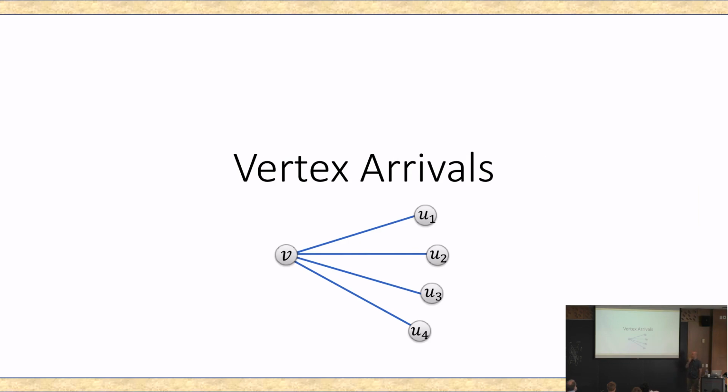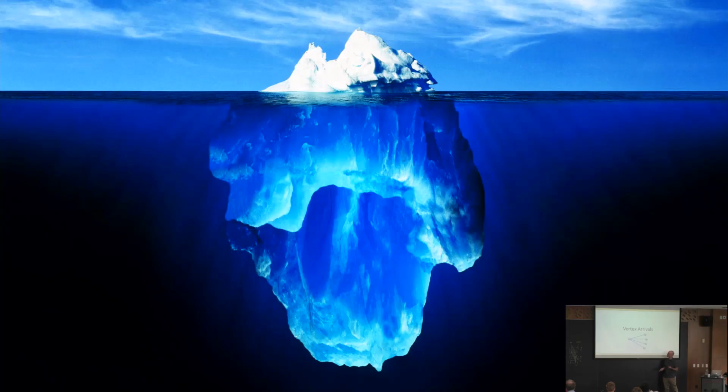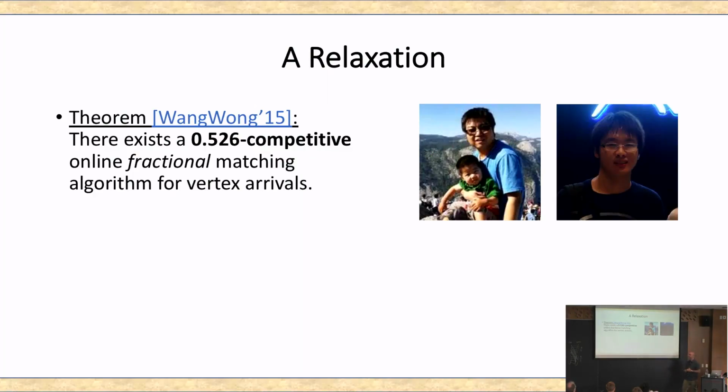For vertex arrivals, remember we have nodes showing up together with their edges to their previously arrived neighbors, and we have to decide immediately and irrevocably who to match to. Now we're no longer happy with fractional algorithms. We actually want an honest-to-God randomized algorithm. Part of the reason we're not happy with a fractional algorithm is that such a result is already known.